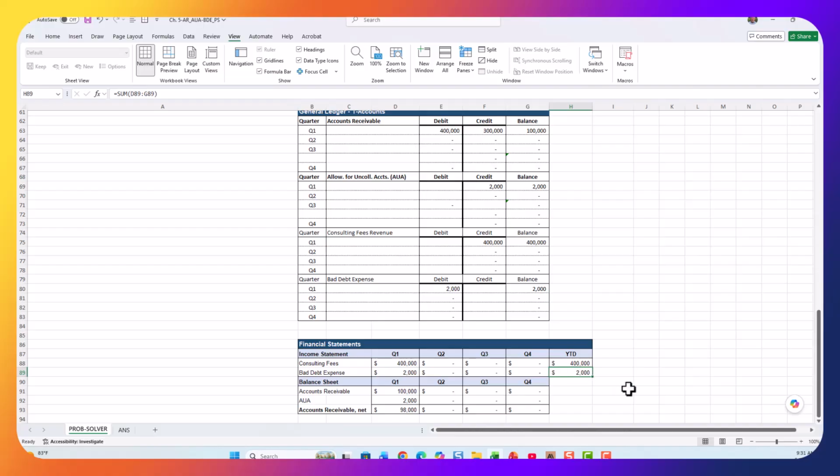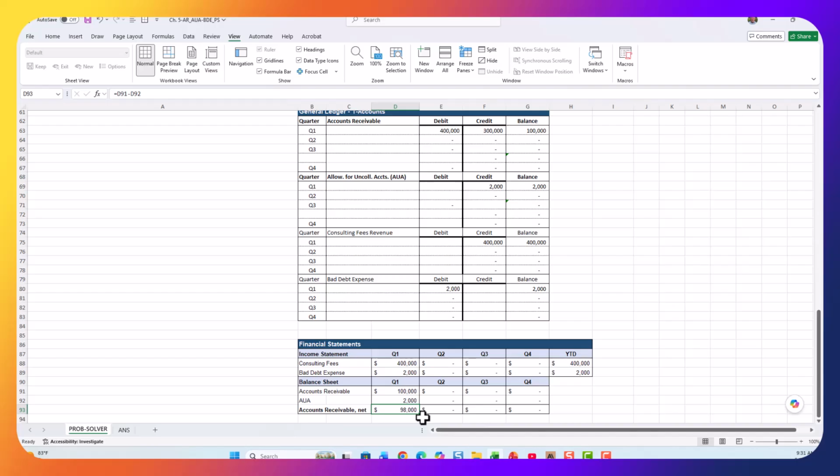On the balance sheet, we will show accounts receivable at $100,000, the AUA, or allowance for uncollectible accounts, at $2,000, and our accounts receivable net at $98,000. The balance sheet amounts are always a snapshot at the end of the accounting period. The AUA, because it's a contra account, is always subtracted from the ending balance of accounts receivable to get the net accounts receivable. Net accounts receivable is also called the net realizable value for accounts receivable.